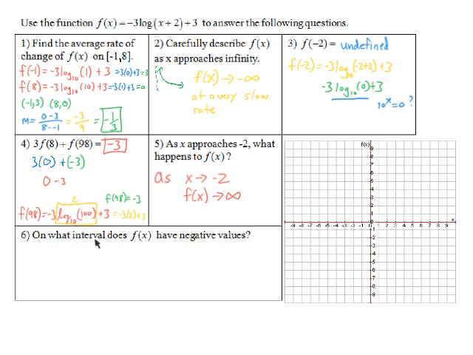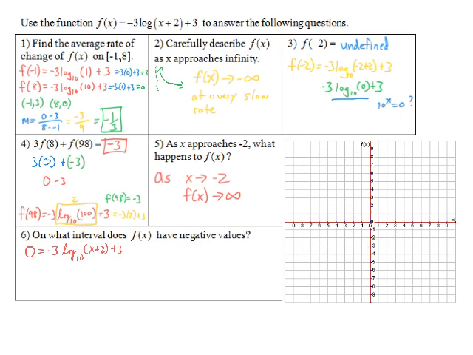Next, on what interval does f of x have negative values? Well, negative values means below the x-axis. So I want to know, first of all, where it equals 0, and then I want to know below that. So first we have to find where it equals 0. So we set 0 equal to f of x, and we're going to solve this right now.